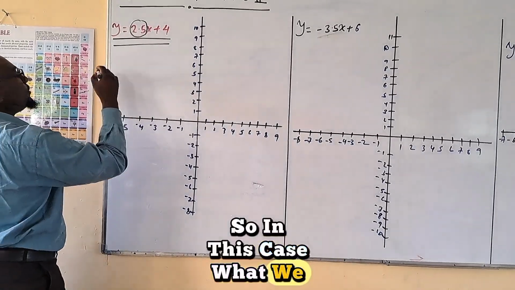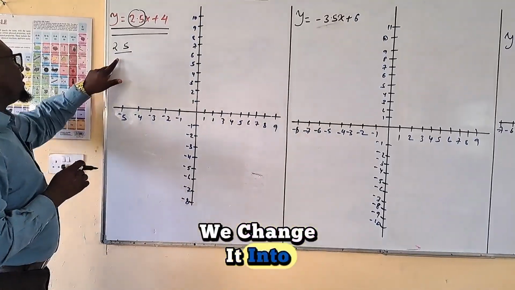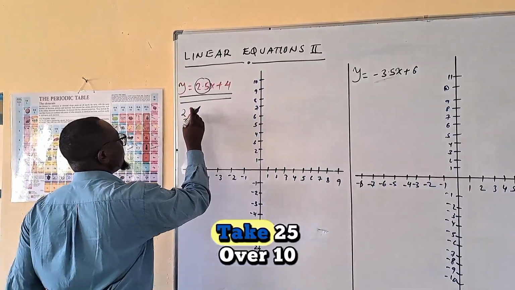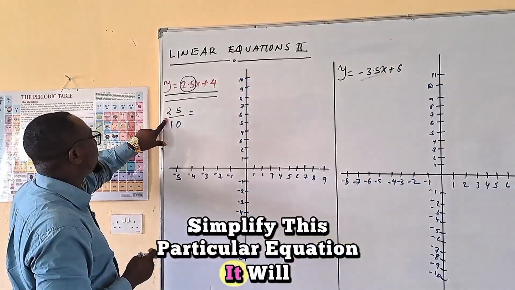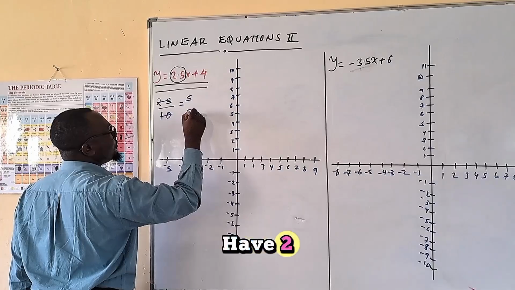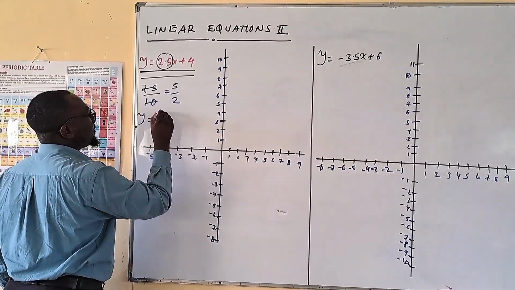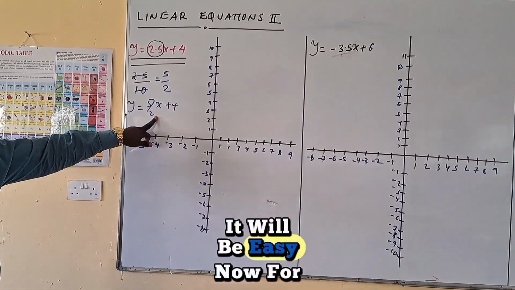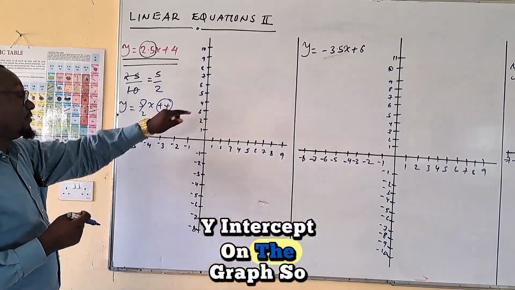In this case, what we need to do is to change this decimal, 2.5, into a fraction. How can we do that? We take 25 over 10. And then when we simplify, by 5 here we'll have 5, and by 5 here we'll have 2. So this equation can be written as y is equal to 5 over 2x plus 4. And once we have this, it will be easy for us to use the shortcut method, because we are going to plot the y-intercept on the graph.